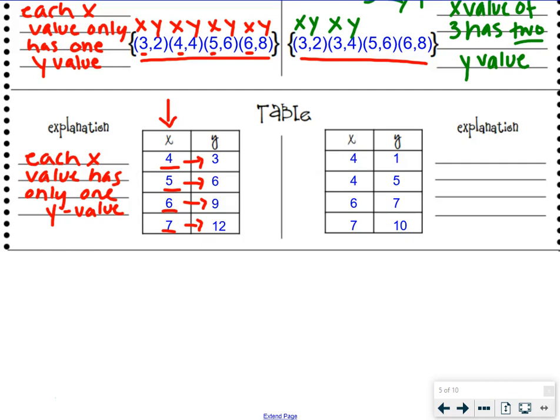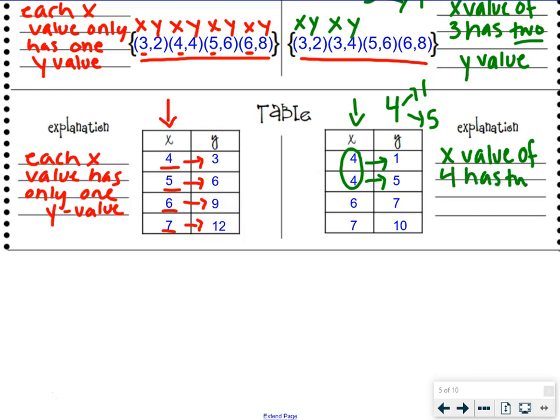Now if we look over at our table, if we look at our x column, we see 4 is listed twice. 4 is going to 1 and 4 is going to 5. Which again is not okay for a function. 4 cannot go to 1 and a 5. It can only go to one number. So our x value of 4 has 2 y values, and that's not okay. Can't have that. It's not allowed to happen.